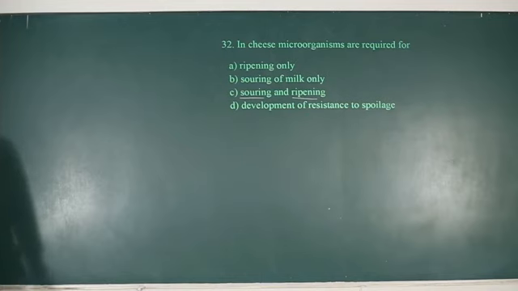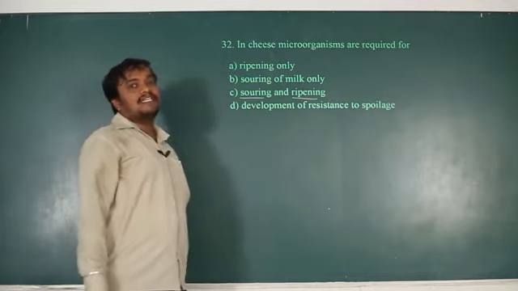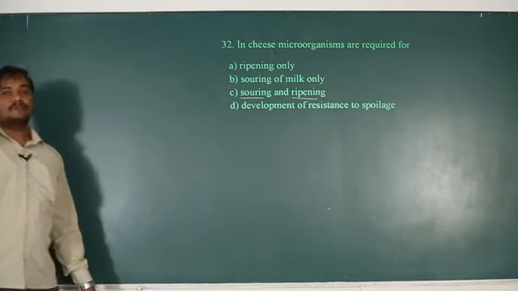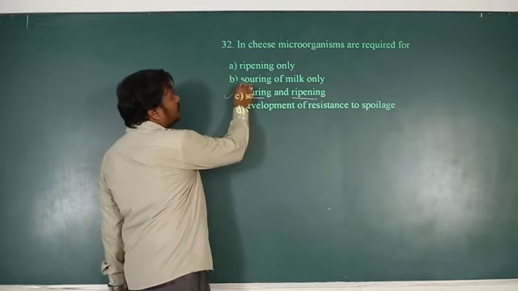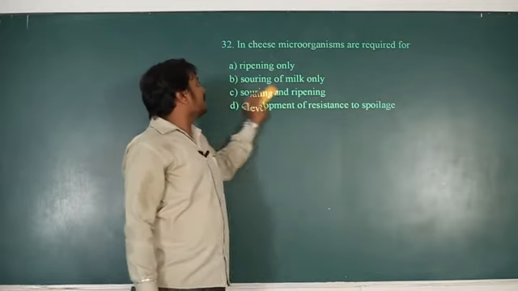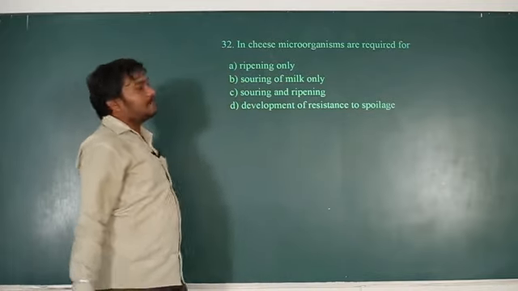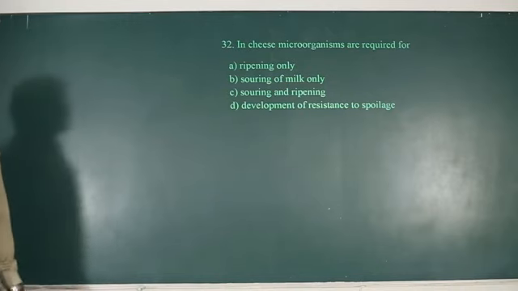For that purpose, microorganisms are inoculated to cheese, like Penicillium roqueforti, which gives a specific color, specific taste and specific aroma to that cheese. That's why they use those microorganisms. Examples for souring and ripening of cheese: one is Penicillium roqueforti, another is Propionibacterium shermanii.